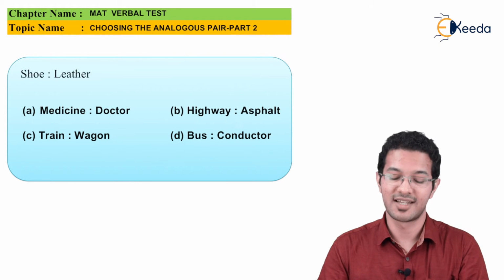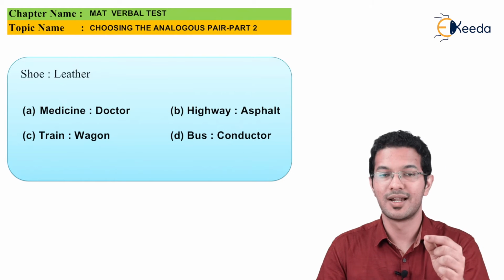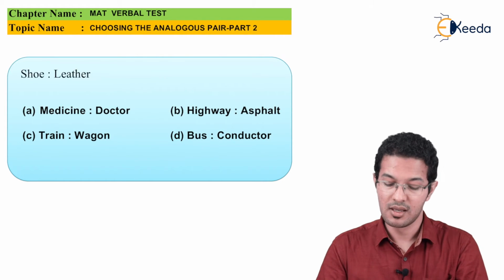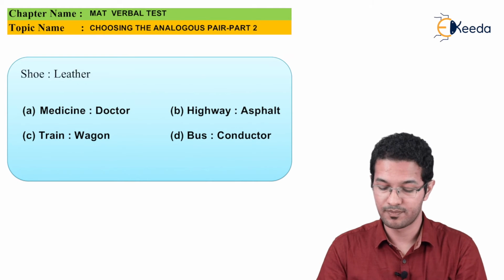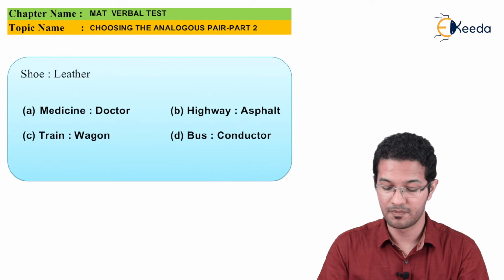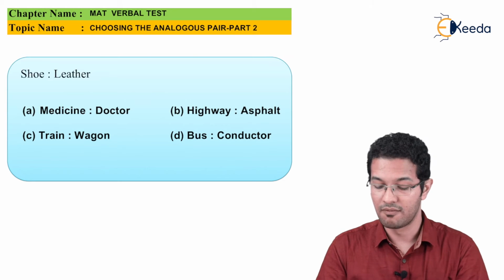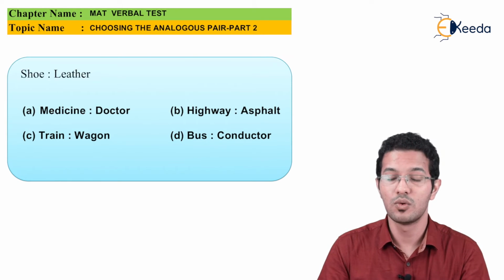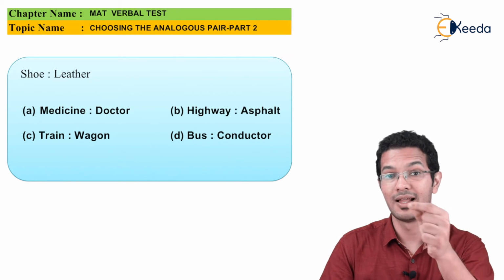The next MCQ says that shoe is related to leather. So let us see the options. The first one says that medicine is related to doctor. Option B, highway is related to asphalt. C is train is related to wagon, whereas bus is related to conductor. So if I see the relation, I can say that shoe is made of leather.